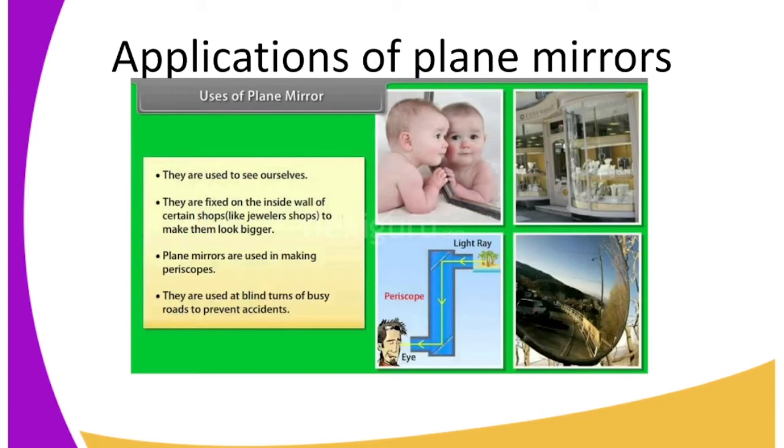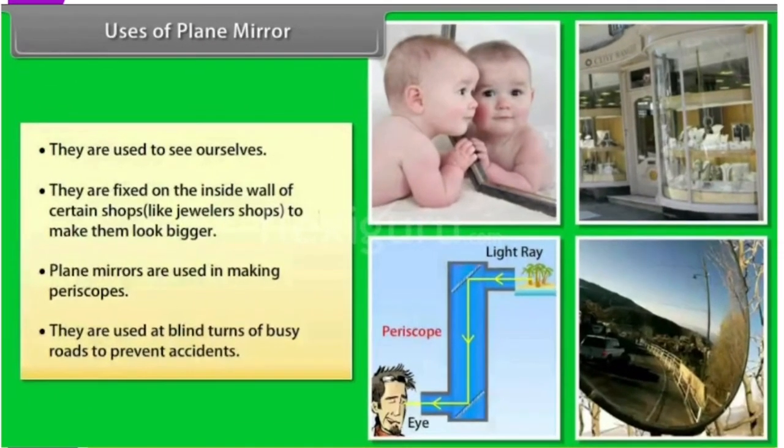Applications of plane mirrors. What are the applications of plane mirrors? They are used to see yourself very early in the morning when you come out from the bathroom or you're brushing your teeth. The first thing that you do is look at your image in the mirror and you see yourself. That is one of the uses of a plane mirror. Number 2, plane mirrors are used in making periscopes, and they are used at blind turns of busy roads to prevent accidents. They are fixed inside walls of certain shops like jewelry shops to make them look bigger.